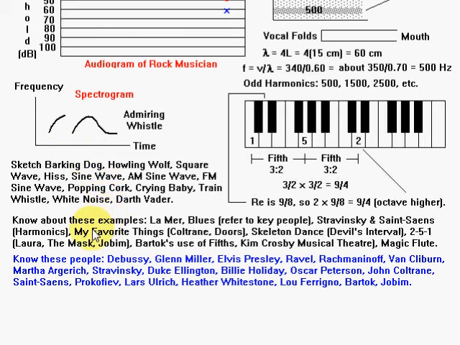Then what we have here is some music stuff to know. Reviewing this: La Mer, the blues, and the Stravinsky, and all this cool stuff, and a list of composers and musicians down in here to know, and various folks, like pianist Martha Argerich.